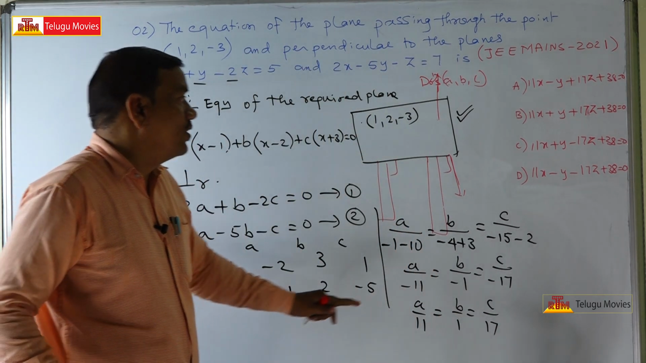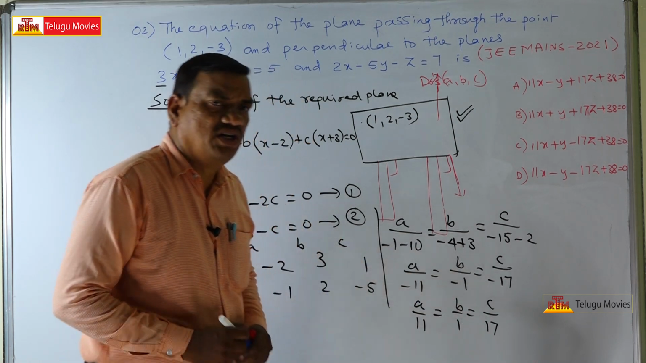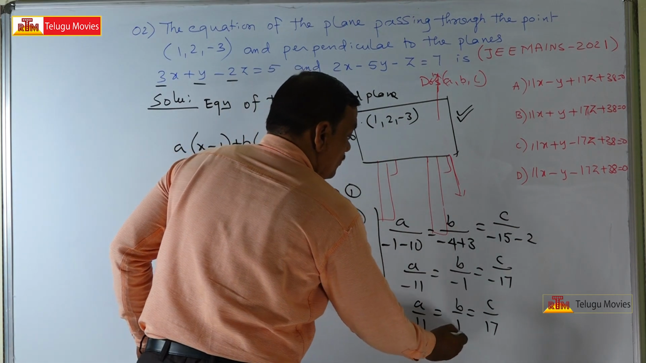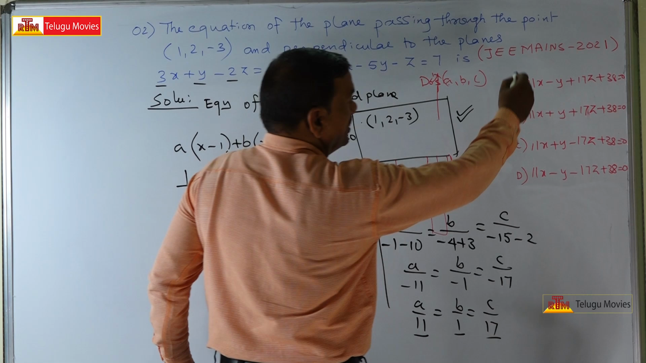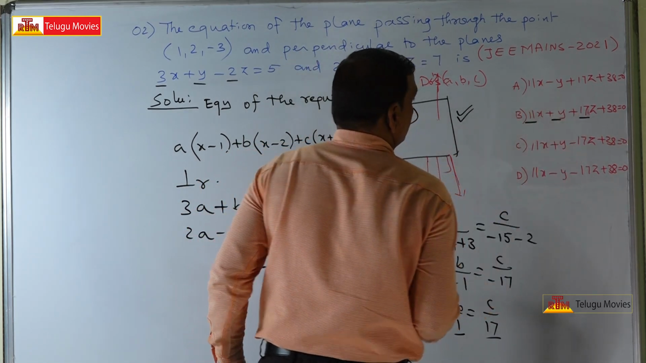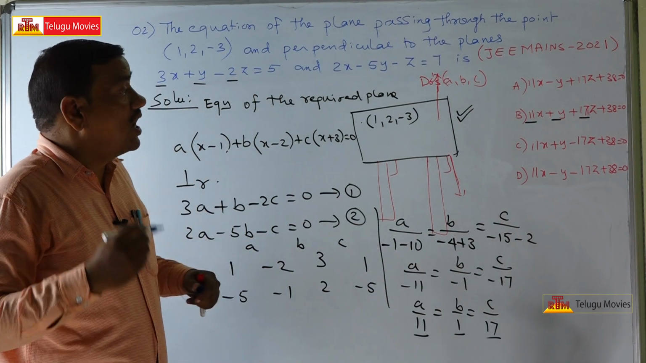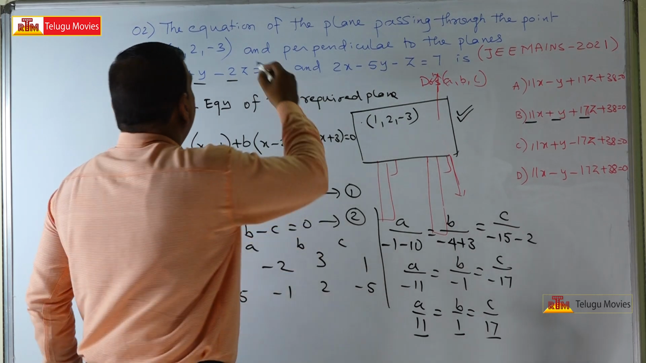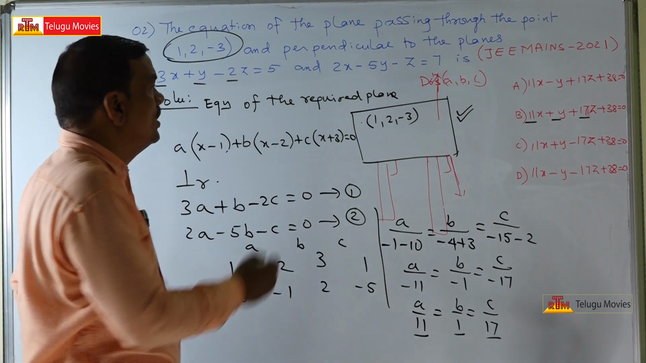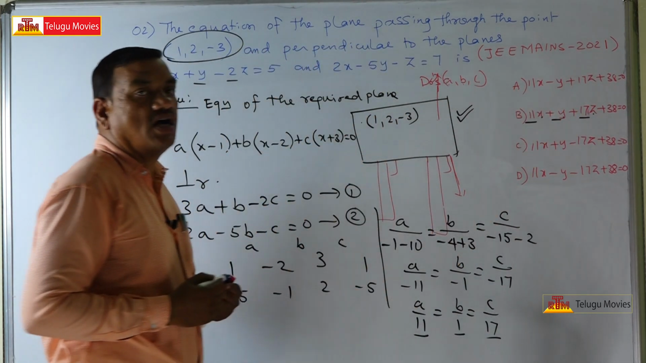So a by 11 is equal to b by 1 is equal to c by 17. To easily guess, you observe here 11, 1, 17. Where is that in the options? 11, 1, 17. So that is the required answer. Also, the plane passes through the point 1, 2, minus 3. You can substitute 1, 2, minus 3 here and you will get the answer 0.